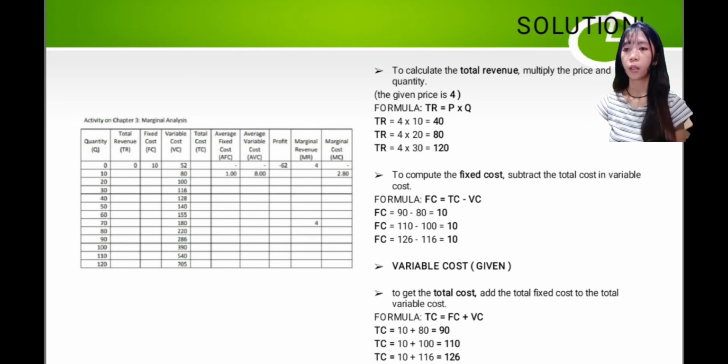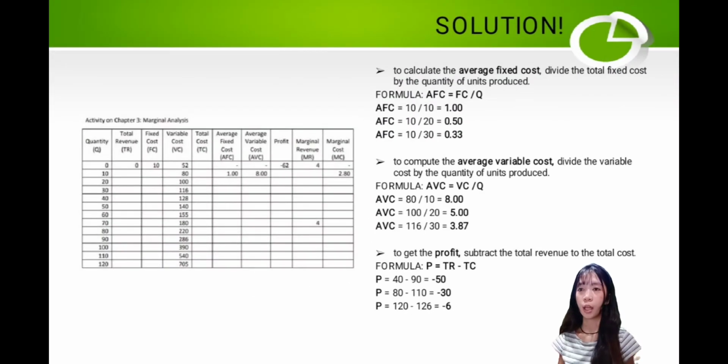Next, to get the total cost, add the total fixed cost to the total variable cost. The formula: TC equals FC plus VC. TC equals 10 plus 80 equals 90. TC equals 10 plus 100 equals 110. TC equals 10 plus 116 equals 126.